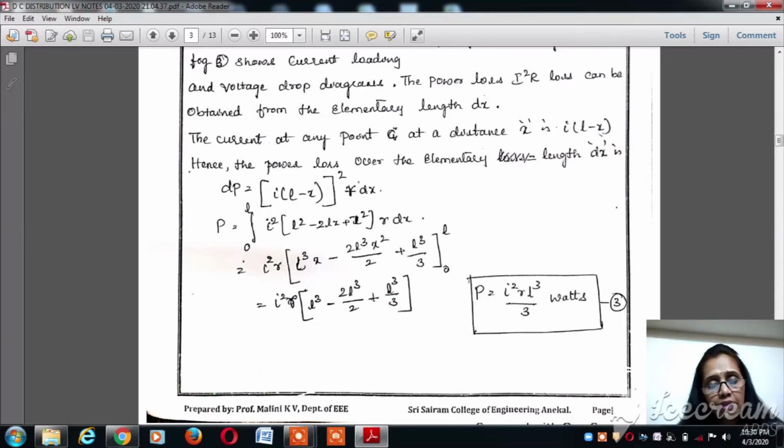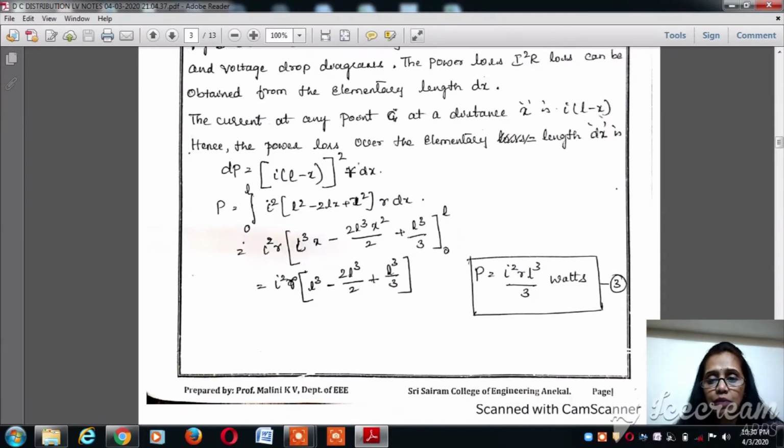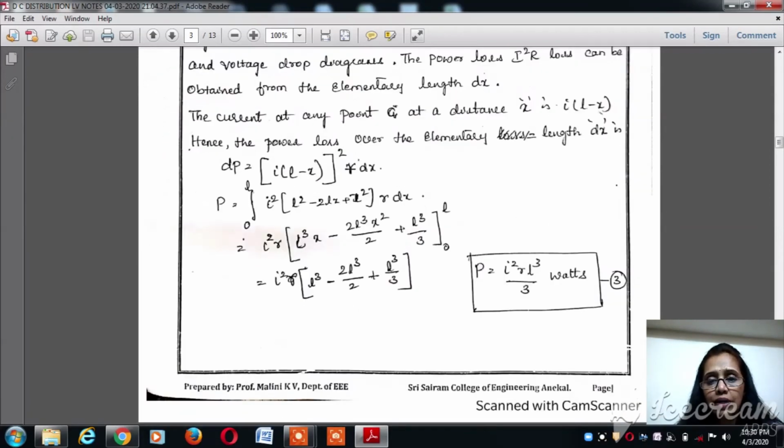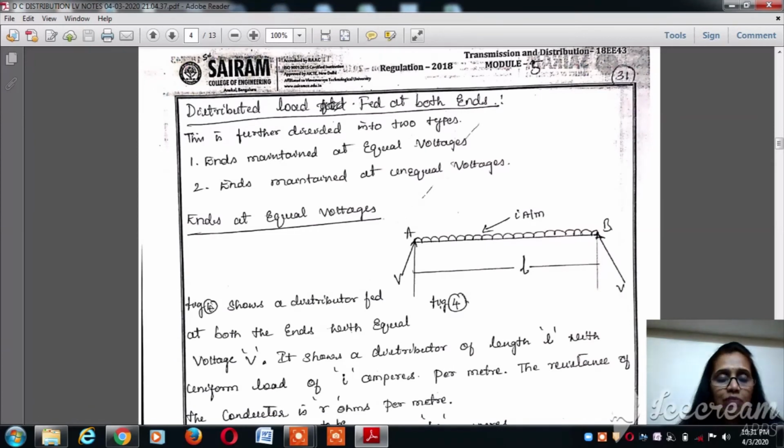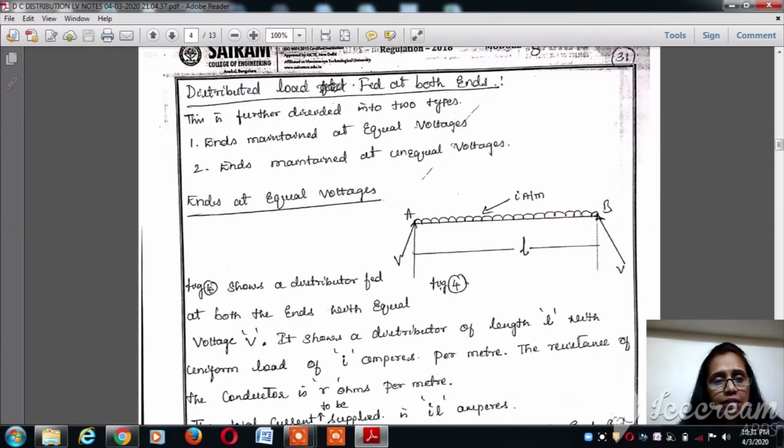When we integrate between 0 to L, we expand the equation: I square into L square minus 2Lx plus x square, into R into dx. Simplify the equation and integrate it between the limits 0 to L. We will get the equation P is equal to I square R L cube divided by 3 watts. So this is the total power loss in a uniformly distributed load fed at one point, that is, fed at one end. Now let's consider the second case, distributed load fed at both the ends.